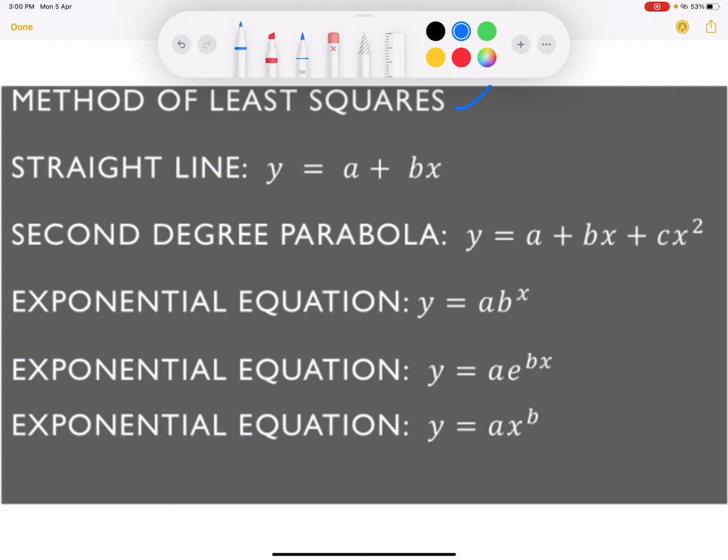In lecture 1 we discussed fitting of a straight line curve. Lecture 2 discusses fitting of a second degree parabola, and in lecture 3 we discussed fitting of the curve of the form y is equal to a b to the power x. And now in this lecture we are going to discuss the fitting of the curve y is equal to a e to the power bx using the method of least squares.